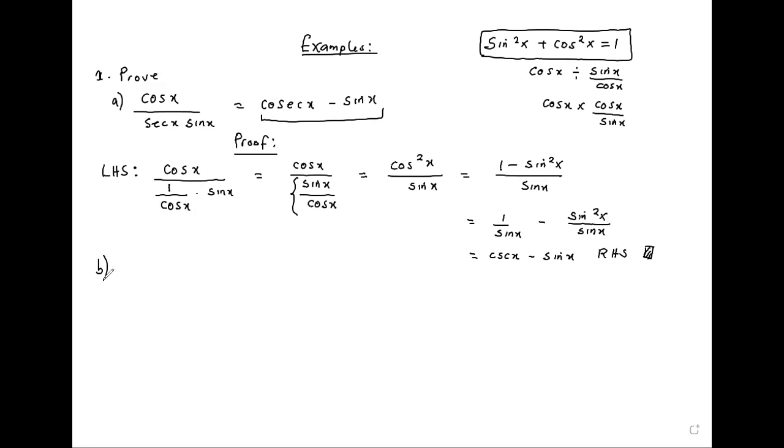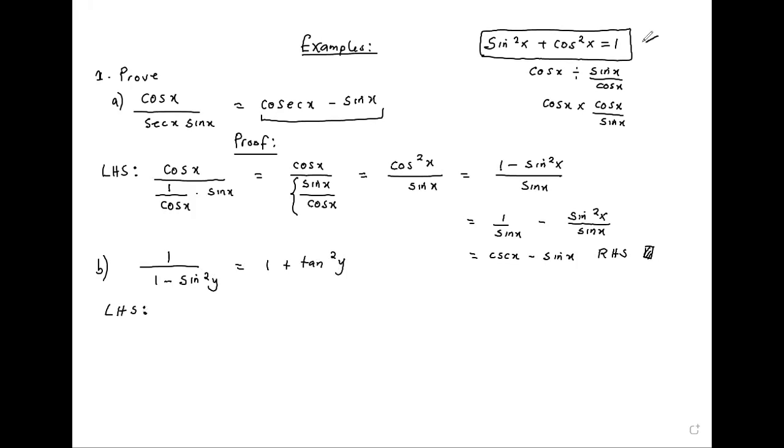Another one. Another one, b: 1 over 1 minus sine squared y is equal to 1 plus tan squared y. Again, left-hand side.